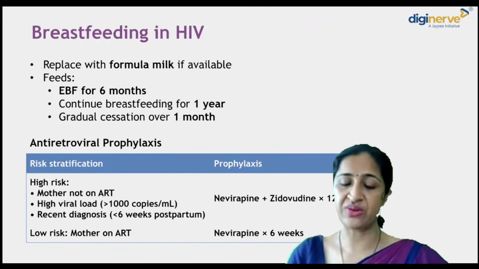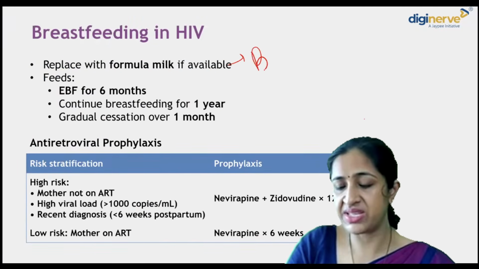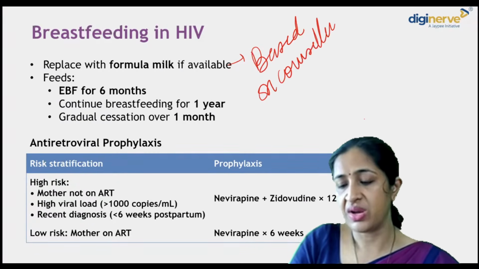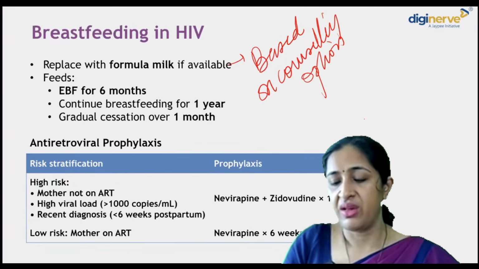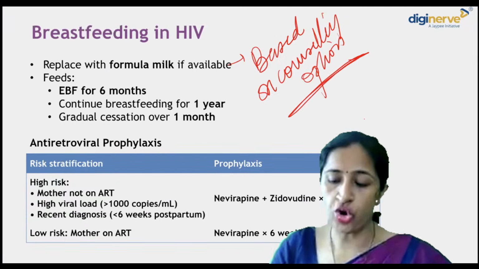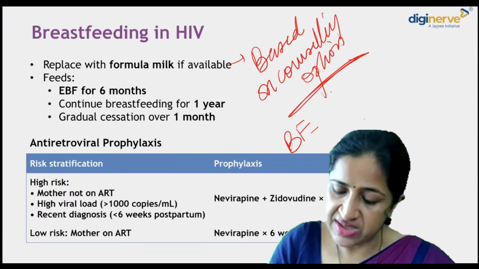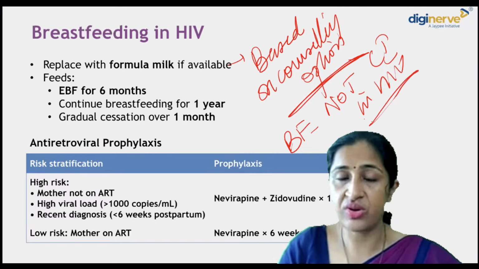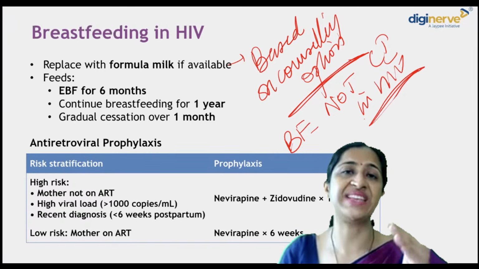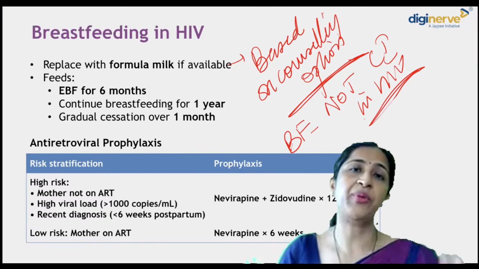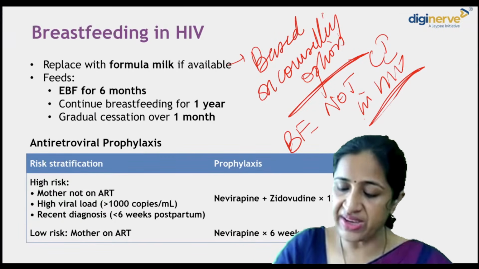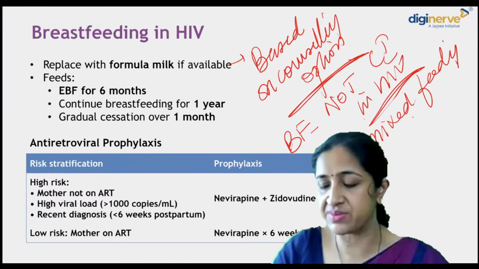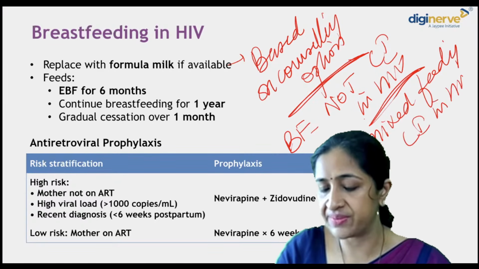Breastfeeding in HIV. Now, see, this is based on counseling option. Remember, okay? Counseling option. There is no contraindication. So, breastfeeding is not contraindicated in HIV. Okay, it is a contraindication as selected by the parents upon counseling. Mixed feeding is contraindicated. Mixed feeding means formula milk plus breast milk, contraindicated in HIV.